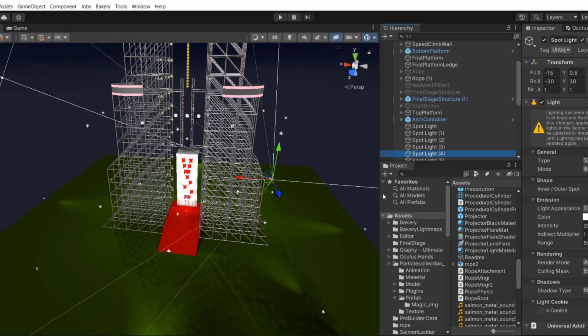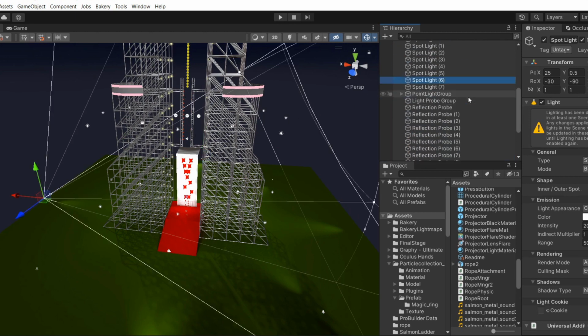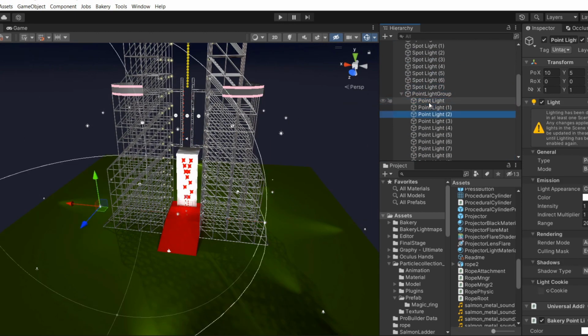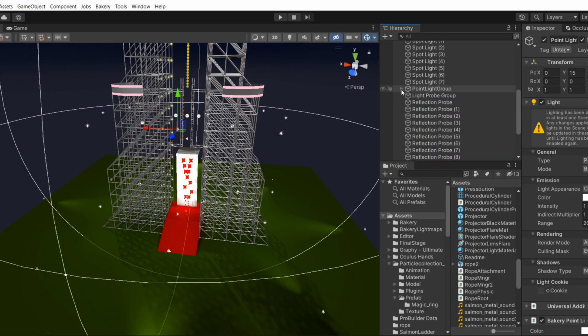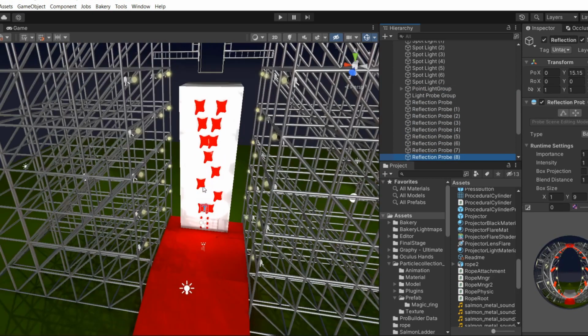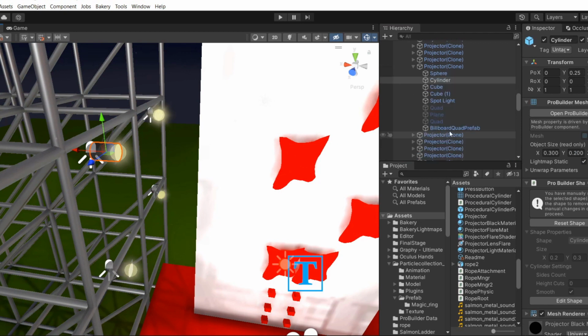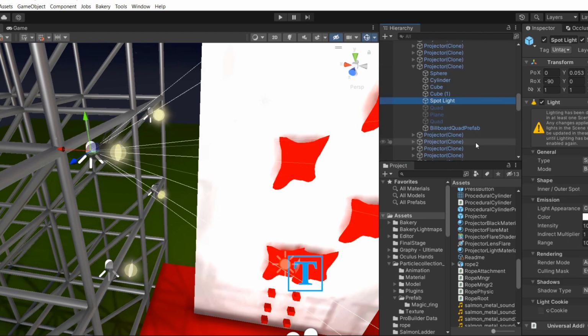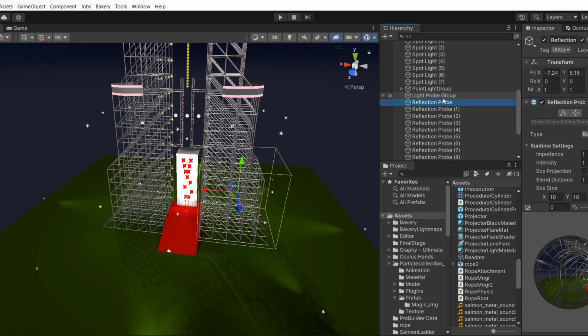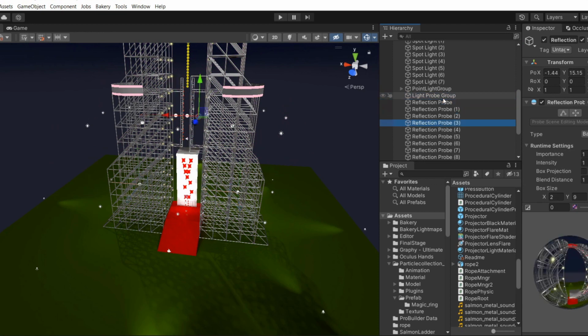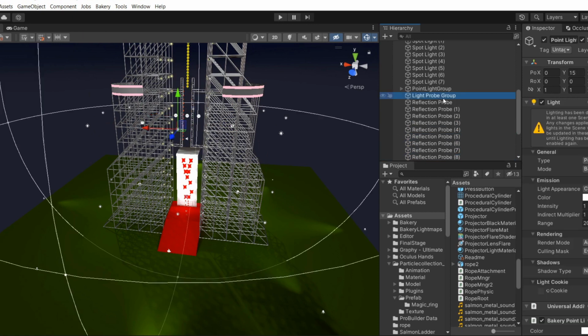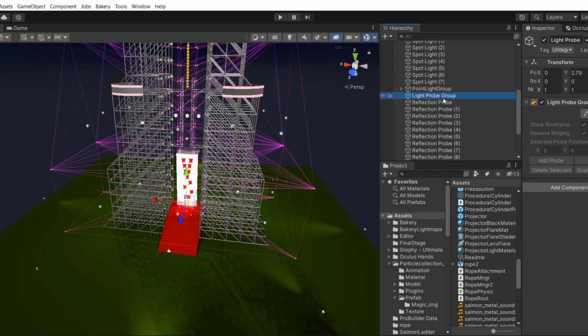For the lighting, I used spotlights all around the structure and added point lights a little bit everywhere. And I also included a spotlight in all of the light projectors. I added reflection probes to help for the metallic look of the structure, and added light probes in the center region where the player will move.